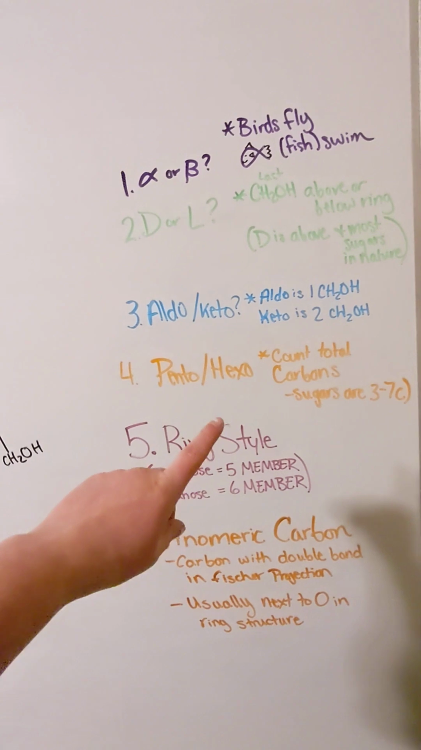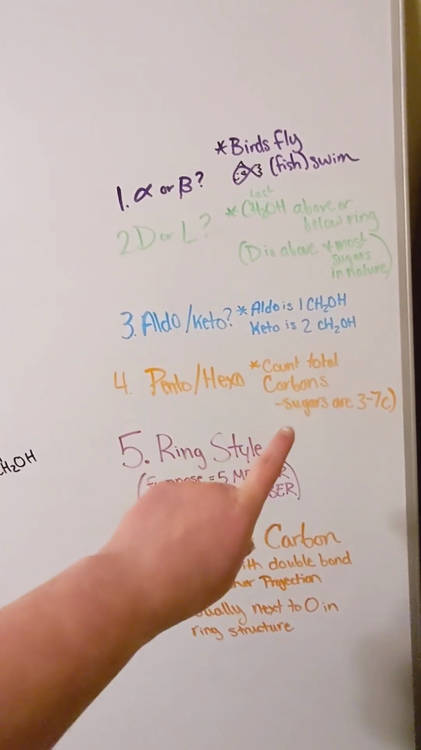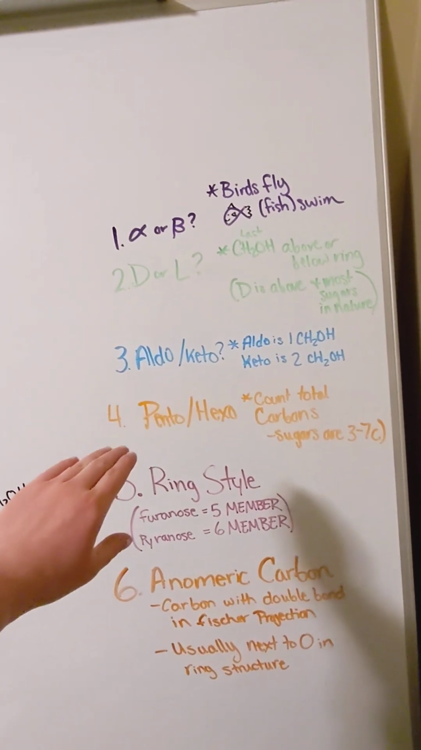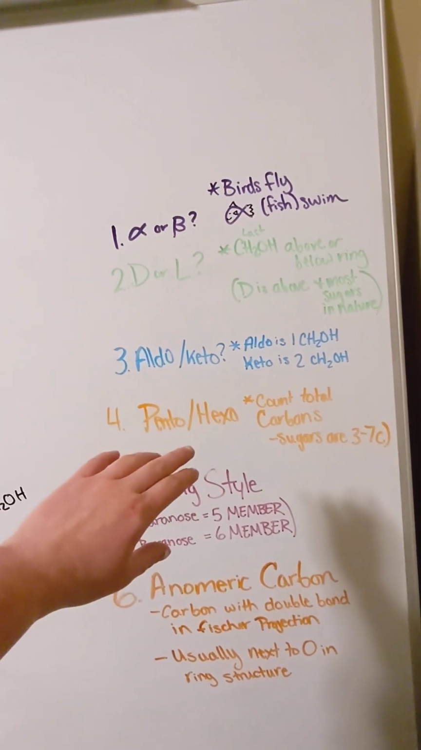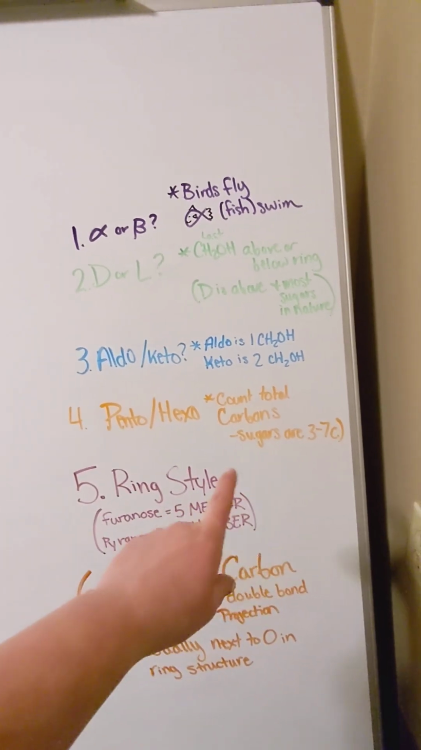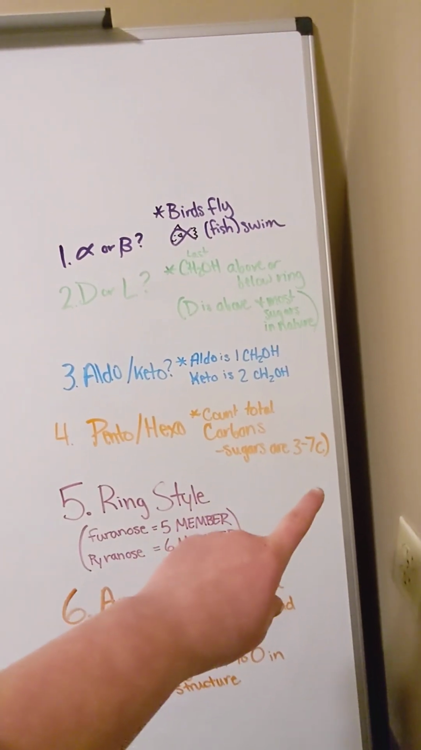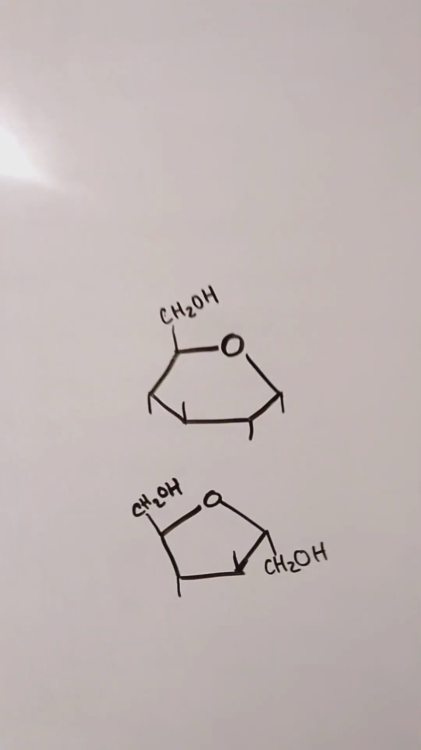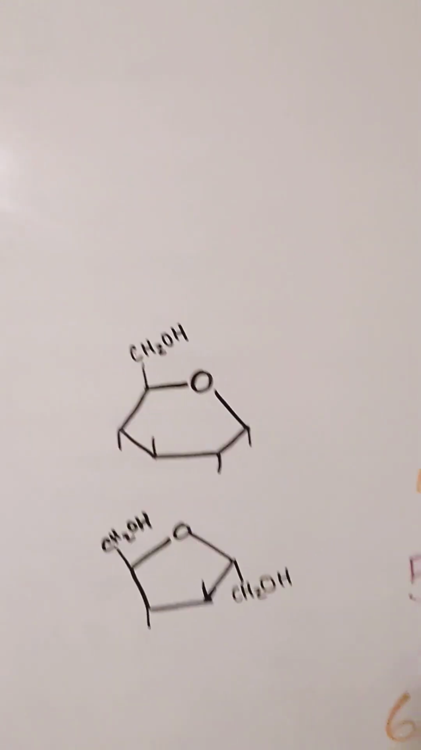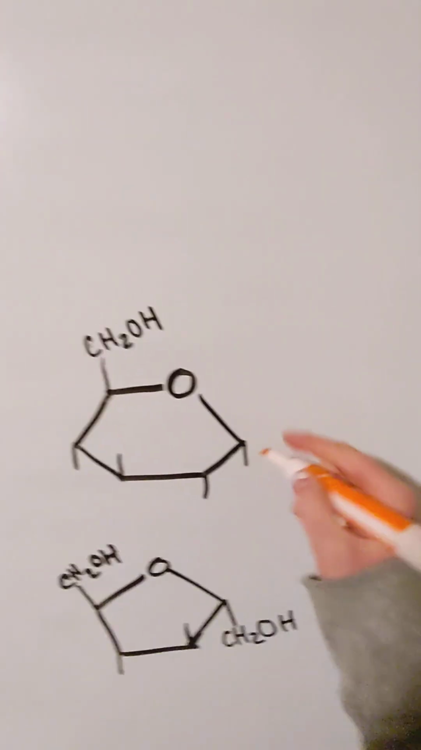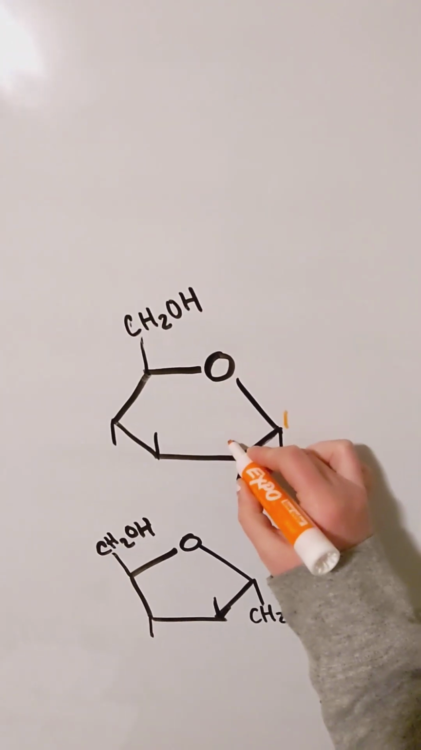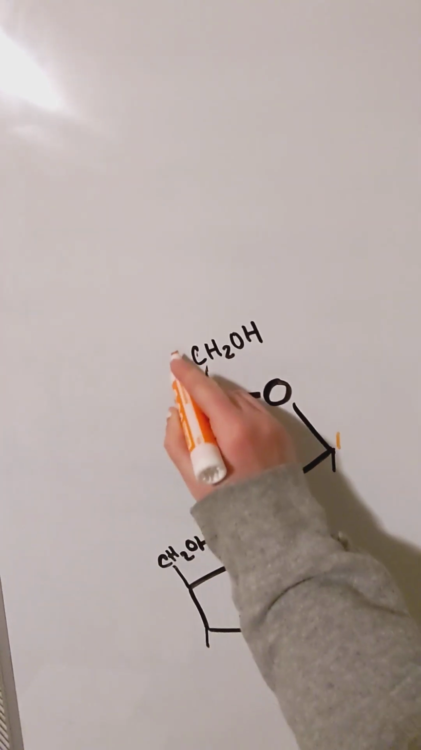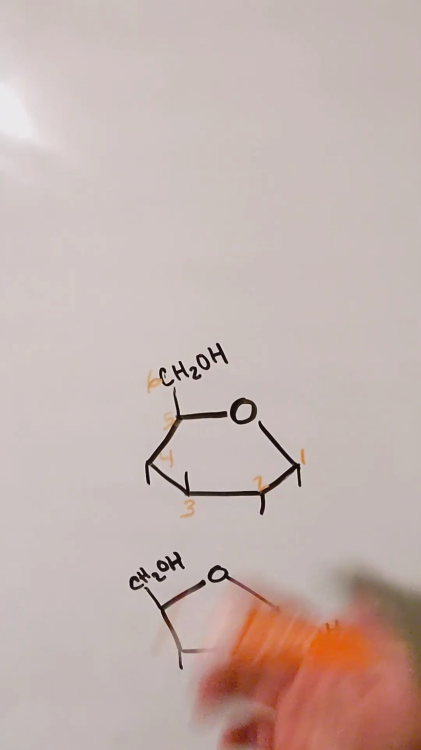Step 4, pento or hexo. This one we are counting the total carbons. This is different than step 5. She says pento or hexo because all sugars fall within the range of 3 to 7 carbons. Pento means 5 carbons, hexo means 6 carbons. So when we come over here, we're going to count it up. Here's our first carbon, 1, 2, 3, 4, 5, and then our 6th one is up here. So that one would be hexose.